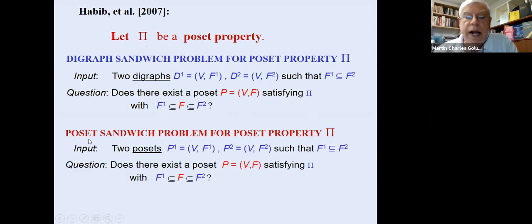Or you can ask the Poset sandwich problem for a Poset property. And here the difference is that the input are two Posets. Now what's the difference here? The difference is, in the first case, I've given you the orientations of the edges in a more specific way than in the second.